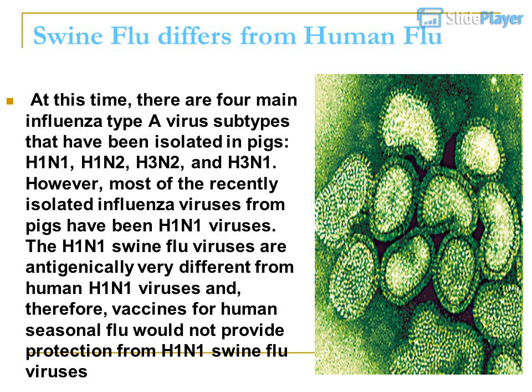Swine flu differs from human flu. At this time, there are 4 main influenza type A virus subtypes that have been isolated in pigs: H1N1, H1N2, H3N2, and H3N1. However, most of the recently isolated influenza viruses from pigs have been H1N1 viruses. The H1N1 swine flu viruses are antigenically very different from human H1N1 viruses and, therefore, vaccines for human seasonal flu would not provide protection from H1N1 swine flu viruses.